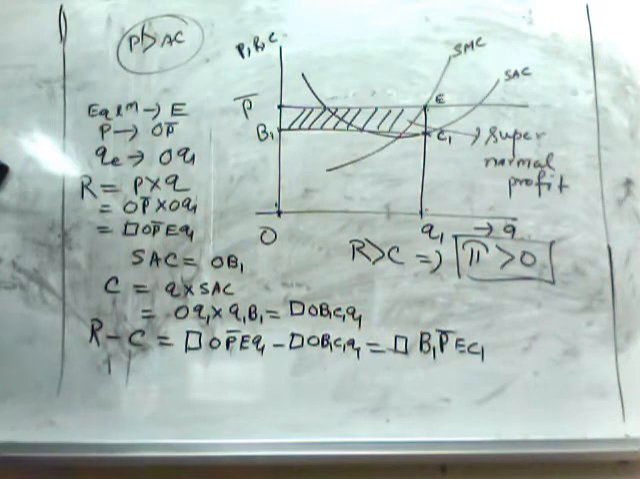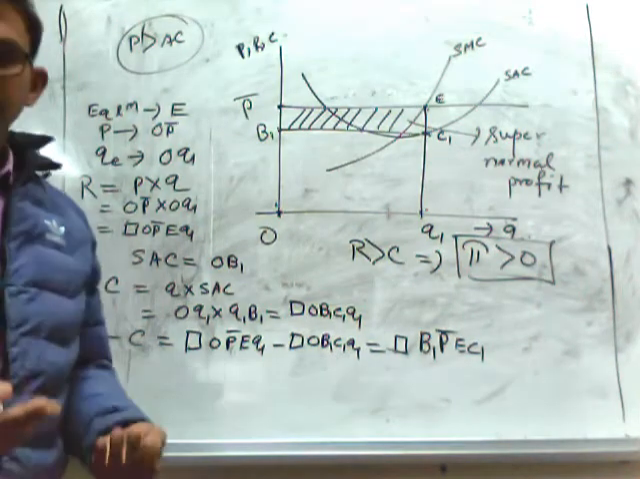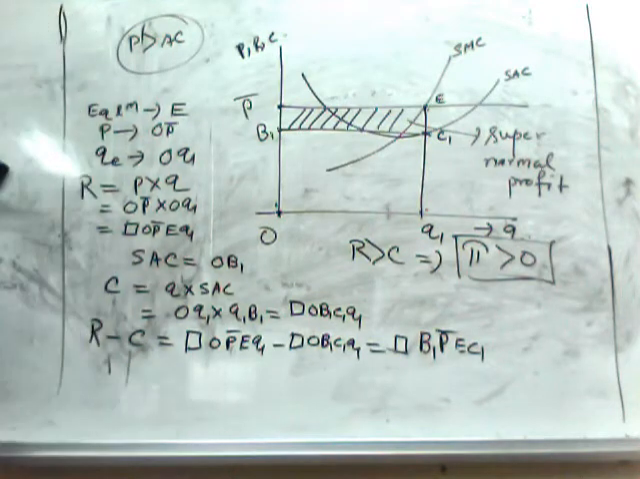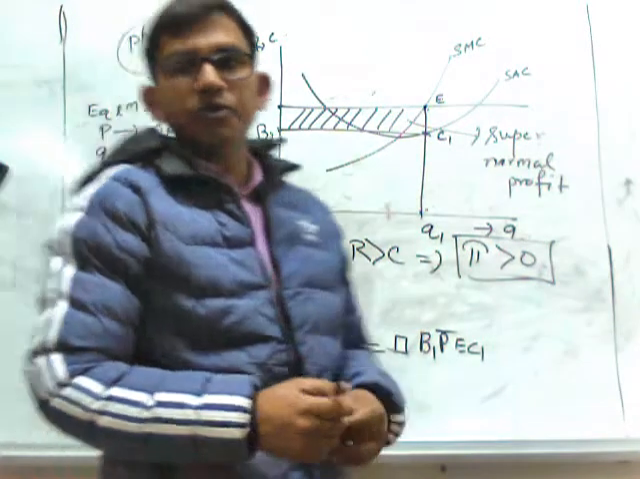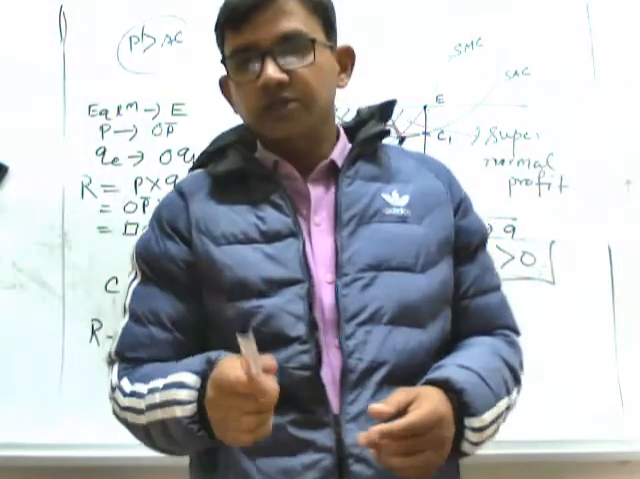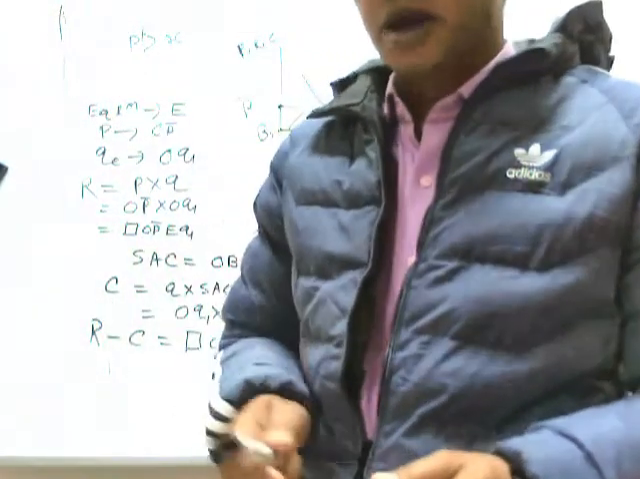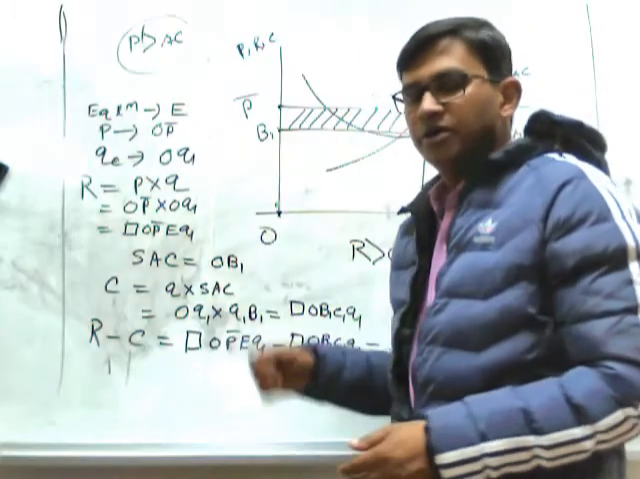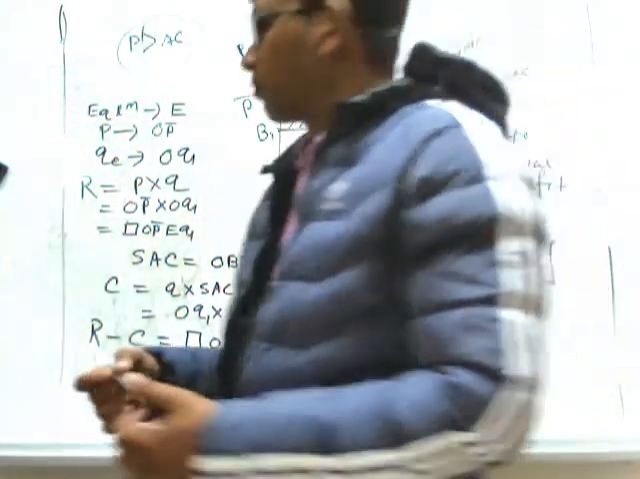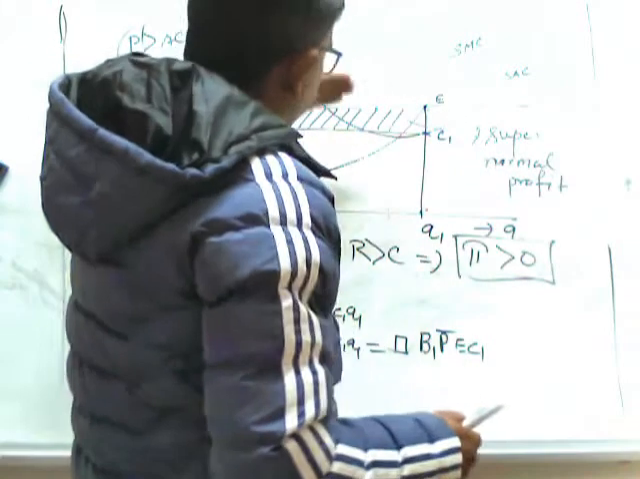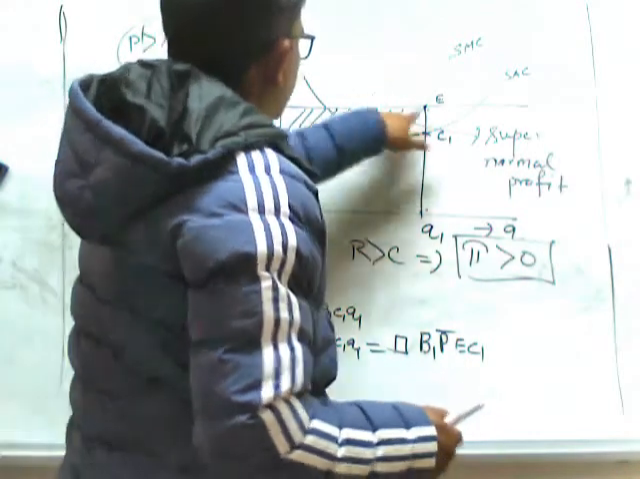Why I am calling it supernormal profit, I will come to this part later. Whenever we discuss the normal profit, then we can easily understand. So in this case, at the equilibrium level of output, the firm's average cost is less than the market price. So revenue will be greater than total cost and the firm is enjoying supernormal profit, which is represented by the area of the rectangle B1P bar EC1.